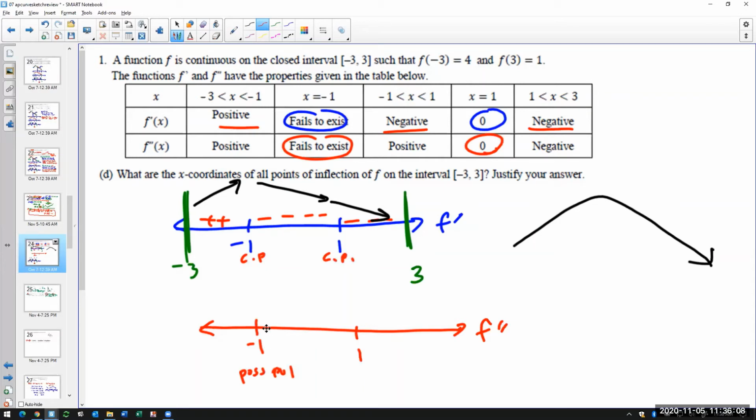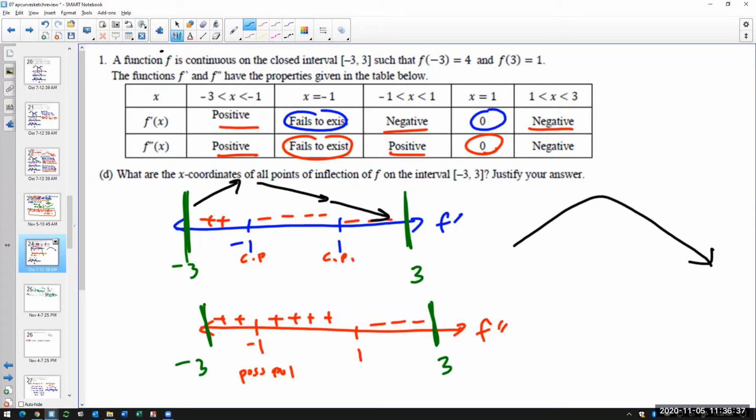On my possible POI line, what I have is positive here, negative here on my F double prime number line. Oh, sorry, not negative. Positive here. Okay, I'm reading this as positive. This is positive F double prime. And then F double prime is negative between 1 and 3. So let me just put my boundaries here. There's a boundary here at 3, and there's a boundary here at -3. Okay, now I can draw F prime, but I'm not really interested in F prime.